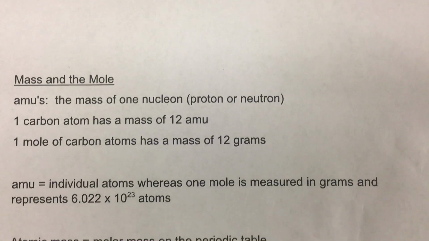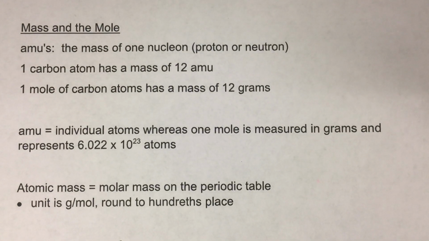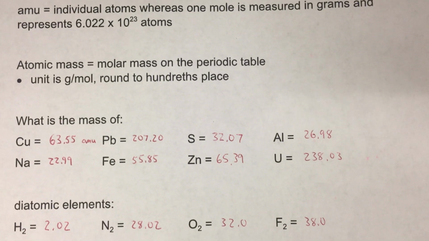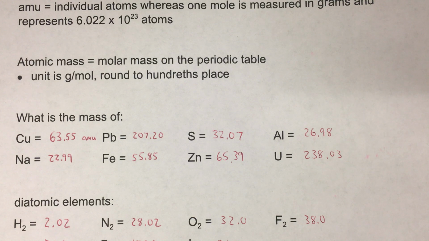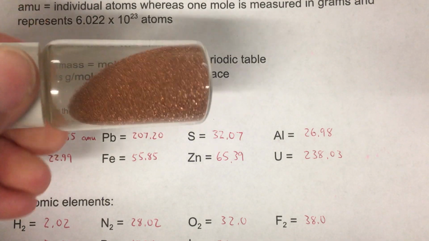Anyways, let's talk about how we can go between mass in grams and numbers of moles. We know that the atomic mass is the molar mass in grams, and that's grams per mole. We're going to be using everything to the 100th place. Some places on your periodic table you might have to the 1,000th or more, but we're just going to round off to the 100th for all of ours. When you look at your periodic table or the chart, for example, copper has an average atomic mass of 63.55 AMUs. And if you have a mole's worth of copper atoms, you would have 63.55 grams. So right here, this is right around 63.55 grams of copper.